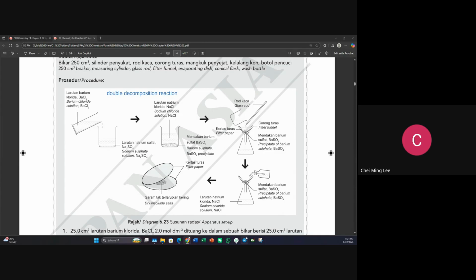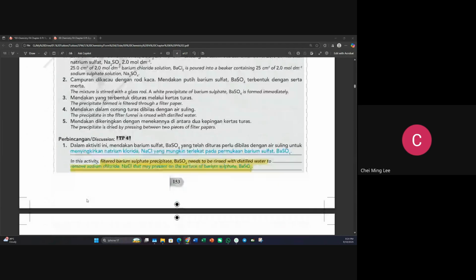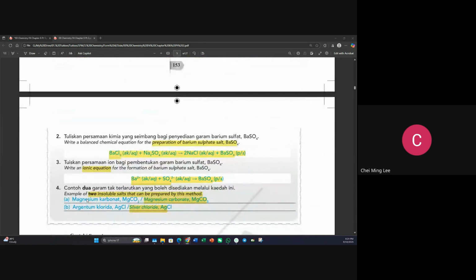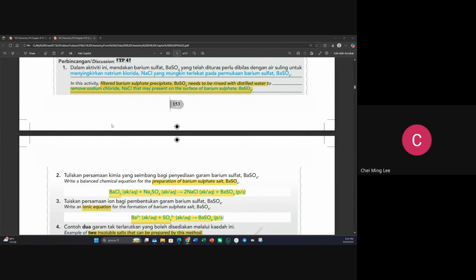Done, huh? Okay, so let's see if there is any discussion involved. In this process, the filtered barium sulfate needs to be rinsed with distilled water. This is to remove the sodium chloride that may be present on the surface of the barium sulfate. So you see, the product normally comes out with one soluble and one insoluble. So we rinse it with water to clean out the soluble one. Because it's soluble, with water it will flow down together with the water.